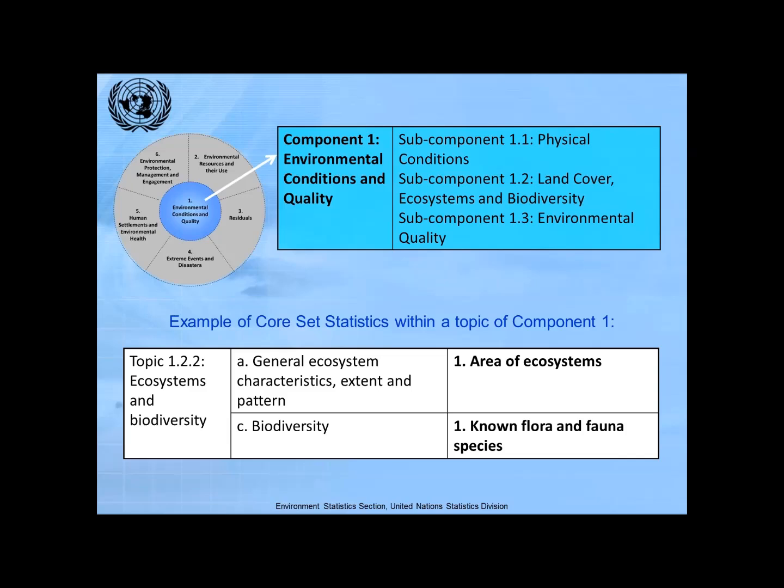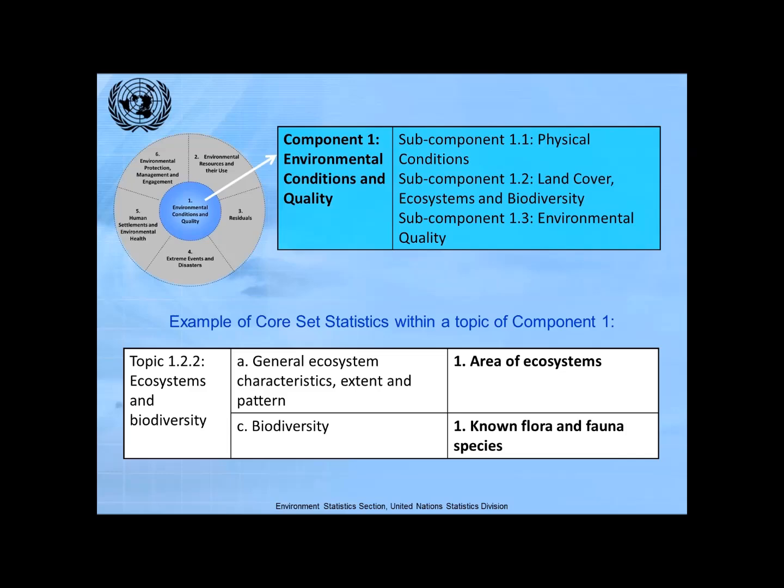And then we have 2 statistics here, the area of ecosystems and the known flora and fauna species. These are core set statistics. Again, I don't think I mentioned before, but in the basic set itself, we have separated the statistics by having the core set, that's tier 1, in bold, and then the second tier in plain text and the third tier in italics, to help the user to quickly identify the tier to which it belongs.